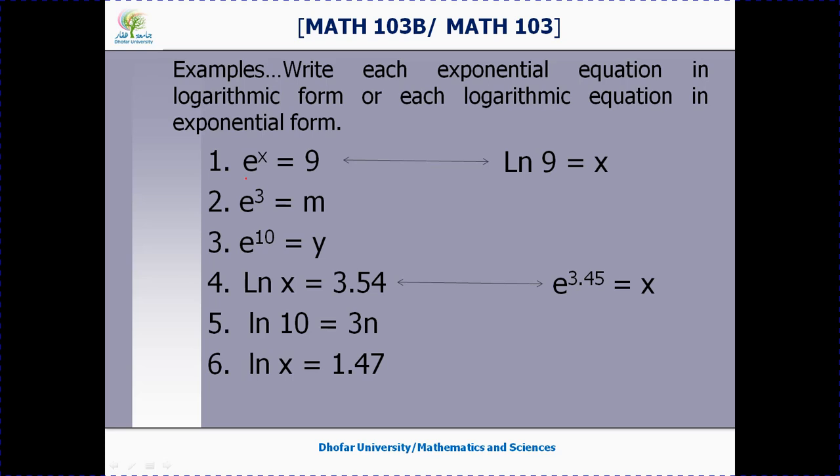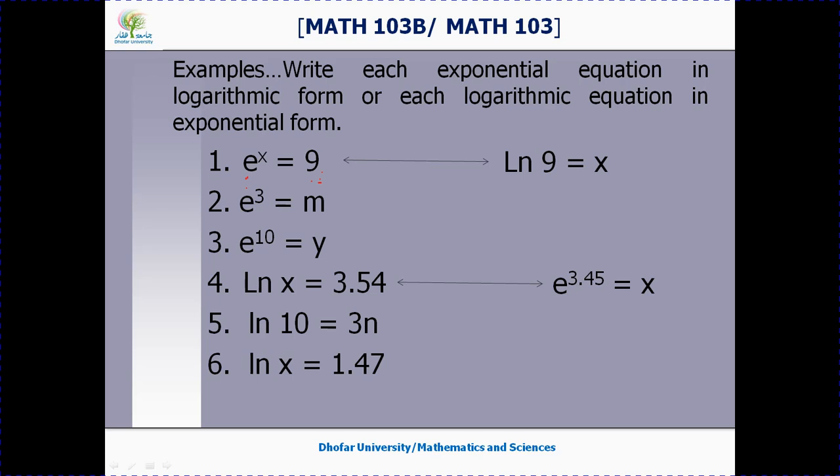I solve the first one. If you have e to the power x equals 9, then ln 9 at the base of e equals x. Ln 9 at the base of e, but we are not writing e because by default ln is logarithm at the base of e. So ln 9 equals x. Here ln m equals 3, ln y equals 10.